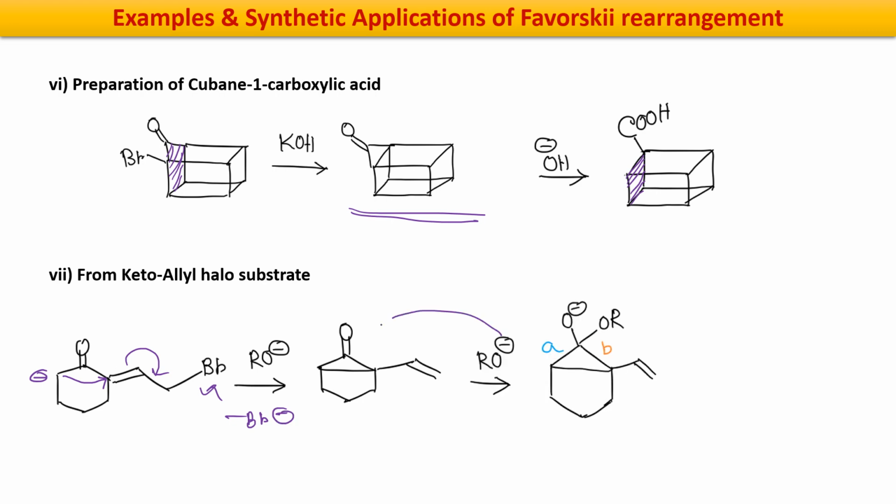Finally, when OR is attacking here, two possibilities, A and B. Now if you break A, then just try both of them. Here directly I have shown this example, because if you break B, what will happen? So this negative charge is here, C double bond O. This CC bond, now it is shifted here. Sorry, let me do.